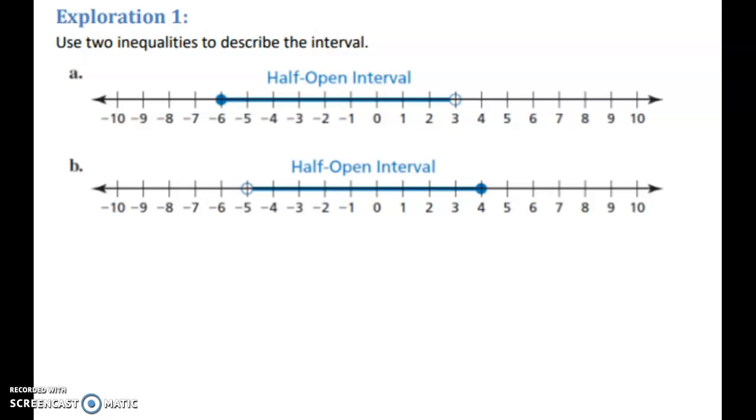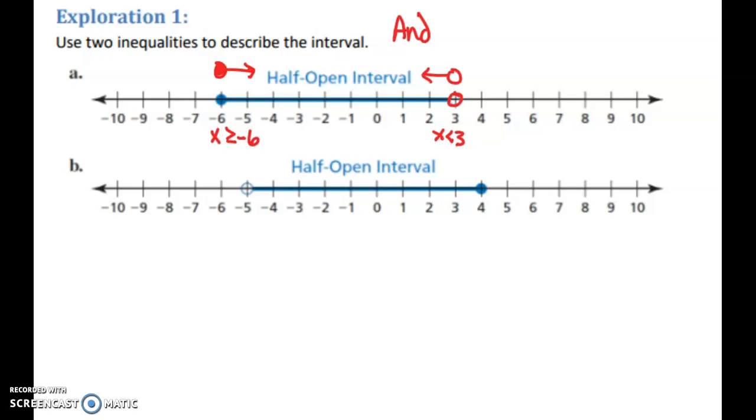Okay, so we're going to use two inequalities to describe the interval. These are both "and" inequalities because the two points are being connected. If you look at this first one right here, there's a closed circle at -6, and then it goes to the right. That is the same as x is greater than or equal to -6. Then right here, you have an open circle at 3, and it points to the left. That's the same as x is less than 3.